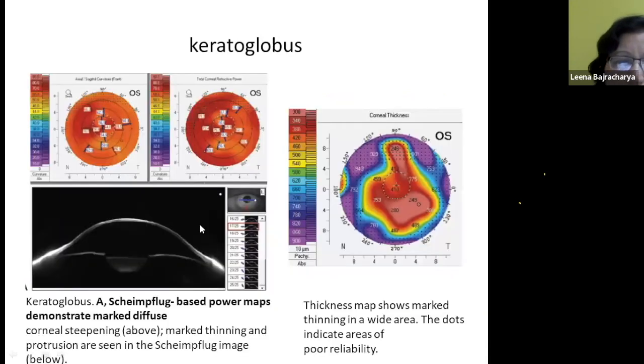This is a picture showing the map of the keratoglobus with diffuse thinning and steep axis, diffuse steepness of the cornea.